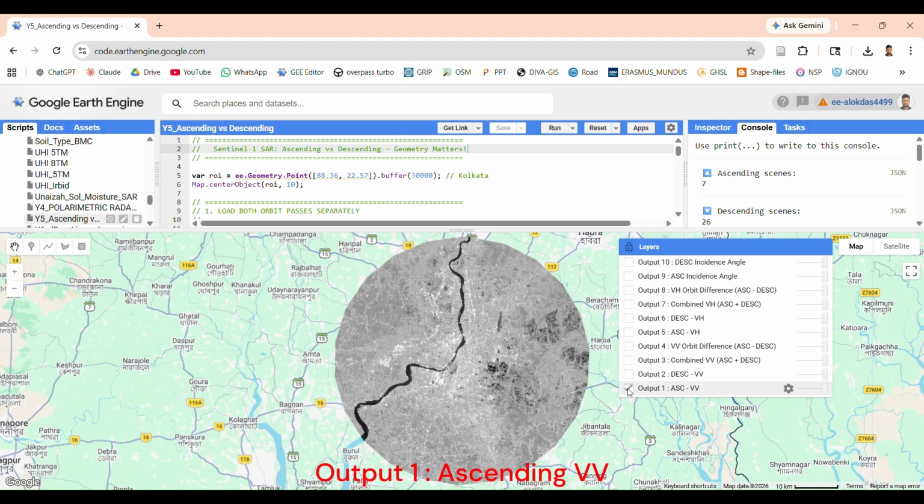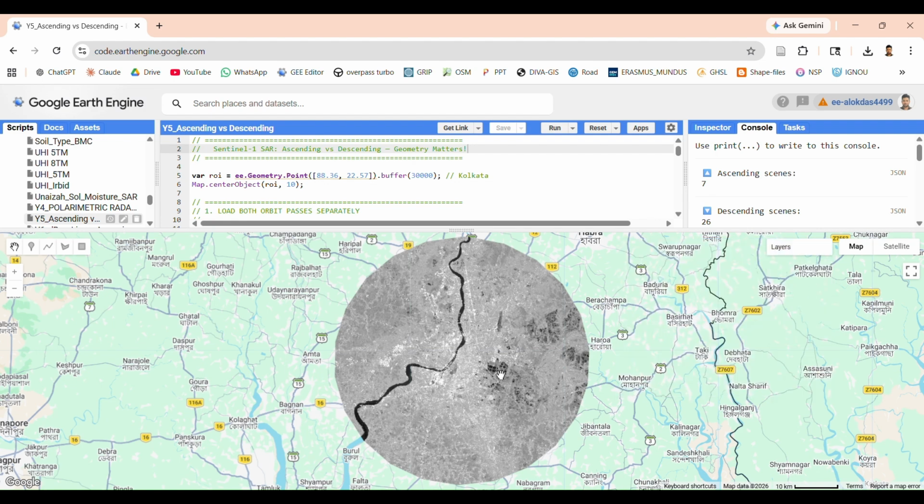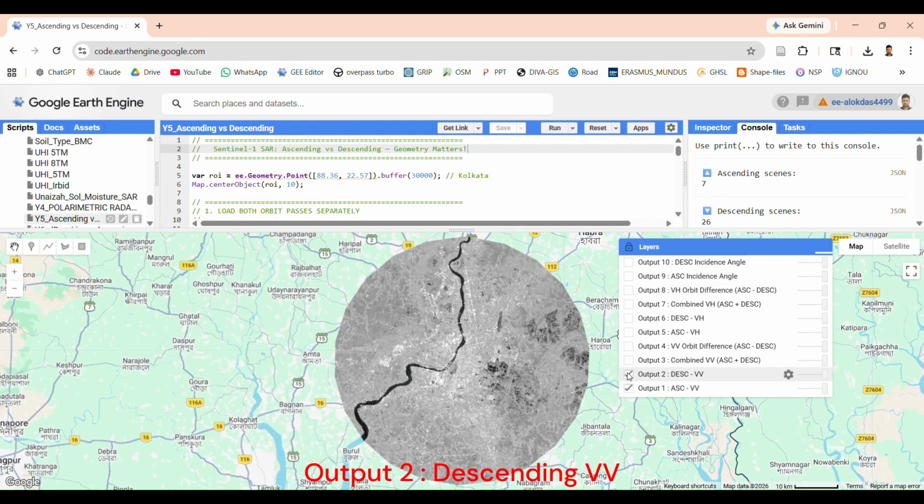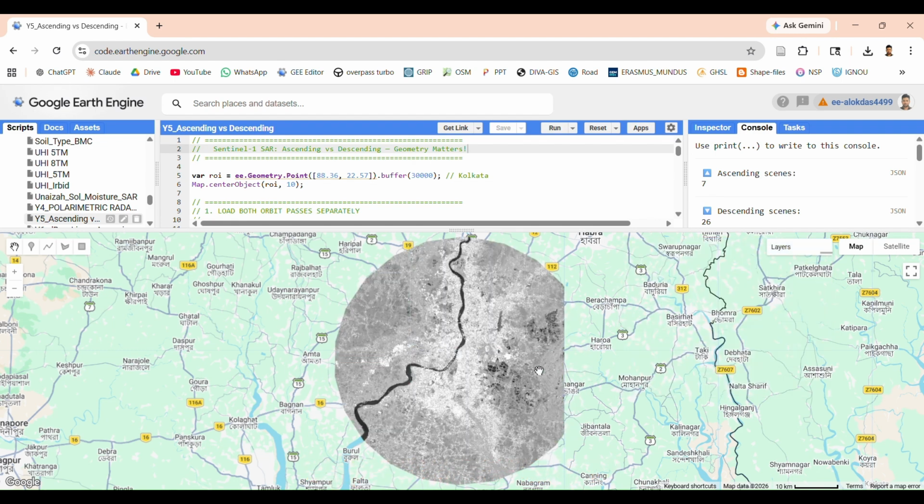Output 1, Ascending VV. The image shows backscatter from the ascending orbit. Here, black areas represent low backscatter, like water or smooth surfaces, and white areas represent high backscatter, like urban structures or rough terrain. In output 2, descending VV, the same color interpretation applies. Black means low backscatter, white means high. But if you observe carefully, some areas look different compared to ascending. And that difference comes purely from the change in viewing direction.